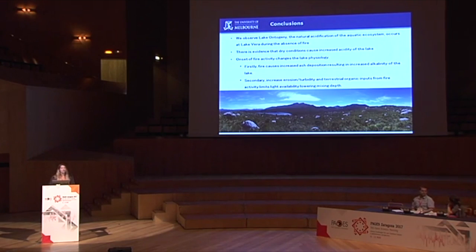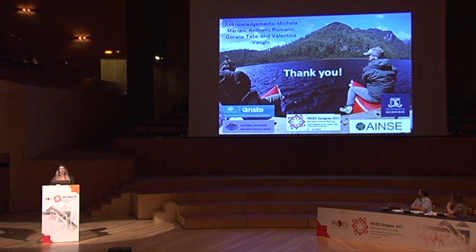To conclude, we're observing lake ontogeny, the natural acidification of the aquatic ecosystem during fire-free periods at Lake Vera. We're also demonstrating some evidence of dry conditions with increased acidity of the lake. And once we have an onset of fire activity, we're getting two important responses. We get an increase in alkalinity due to increased ash deposition and base cations that come into the lake. And secondly, increased erosion causing turbidity and lowering mixing depth, favoring those important planktonic taxa. So thank you very much.